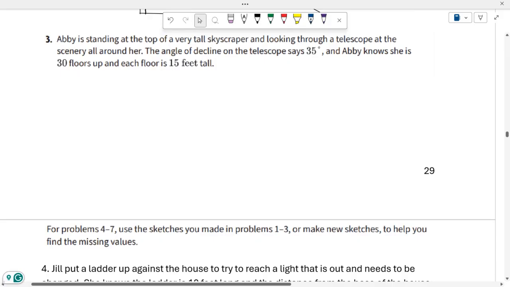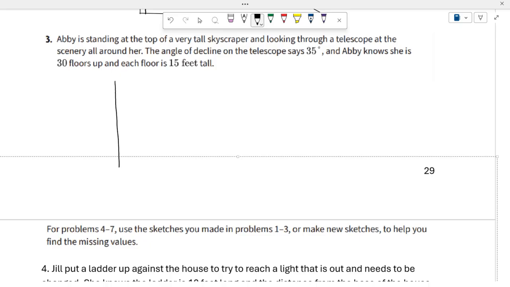Question 3. Abby is standing at the top of a very tall skyscraper and looking through a telescope at the scenery all around her. The angle of decline on the telescope says 35 degrees, and Abby knows she is 30 floors up, and each floor is 15 feet tall. All right. So my skyscraper is that guy right there, the side of the skyscraper that Abby is on. And Abby's at the top. So there's Abby, my red dot.